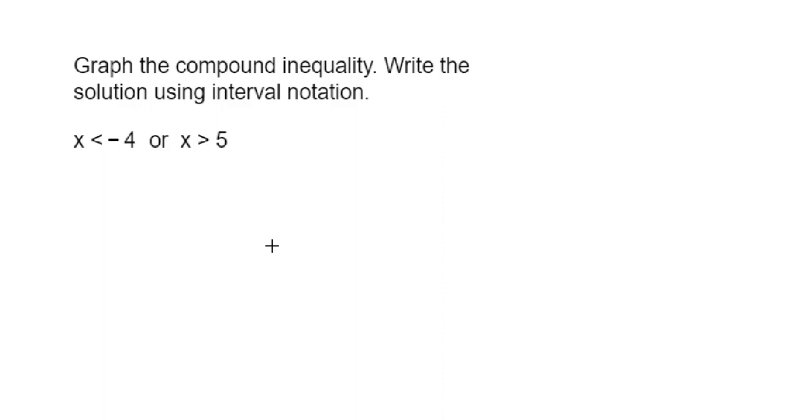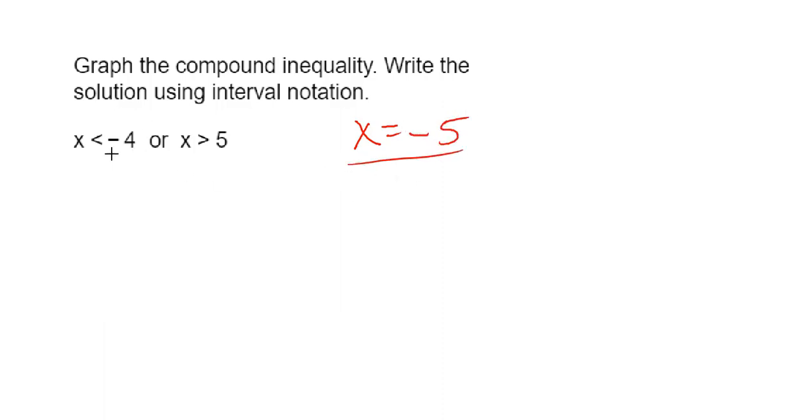OR is not asking for both of these to be true at the same time. It's just saying, give me a number that satisfies at least one of these conditions. I need numbers that are either less than -4 or bigger than 5. I'm happy with either kind, right? So a solution to this inequality would be something like -5.